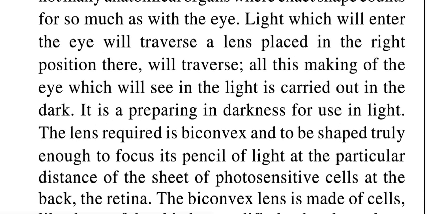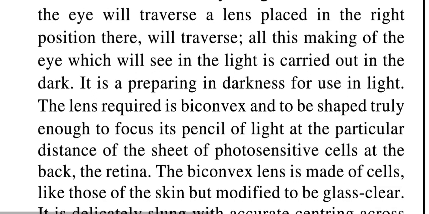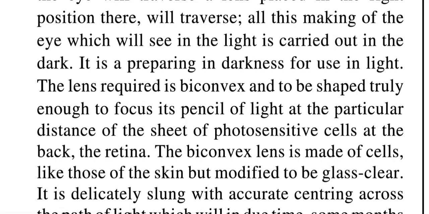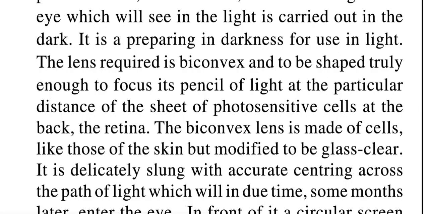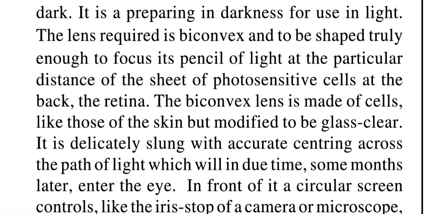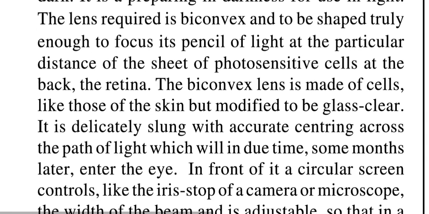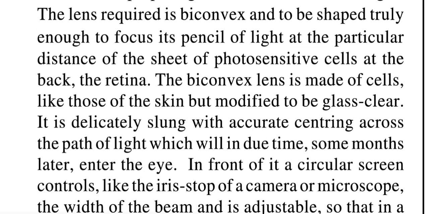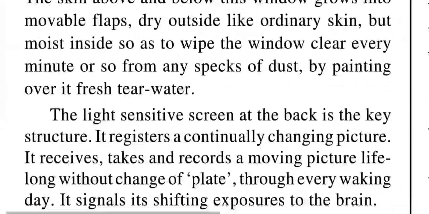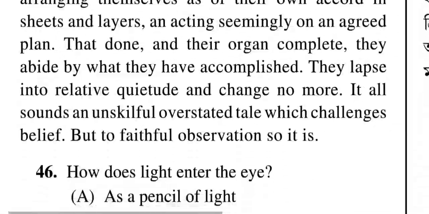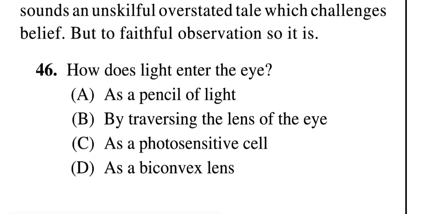Light which will enter the eye will traverse a lens placed in the right position. All this making of an eye which will see in the light is carried out in the dark. It is a preparing in darkness for use in light. The lens required is to be shaped truly enough to focus in space. So like this you will get so many. I will not read all, I will just try to solve it.